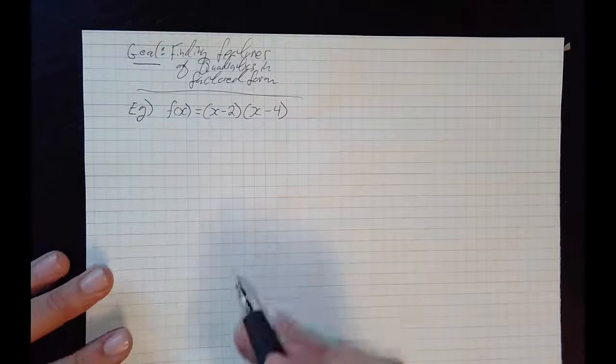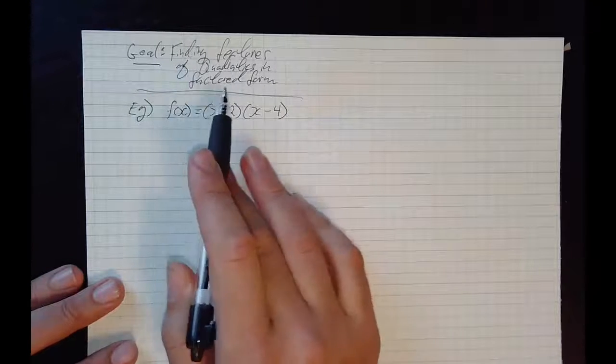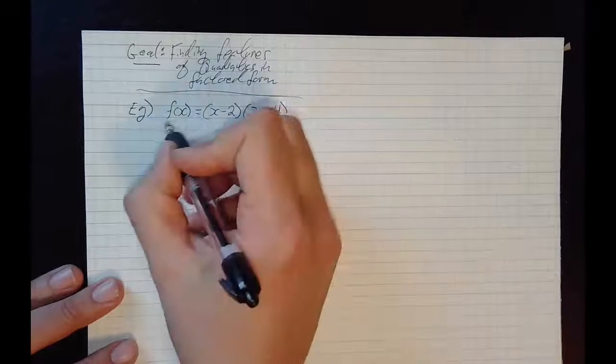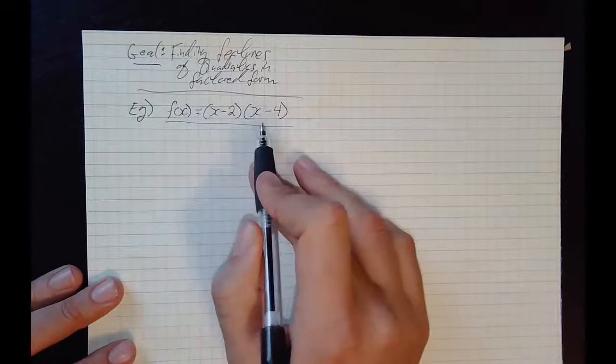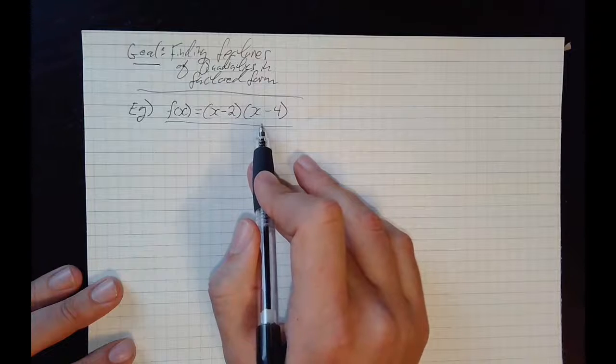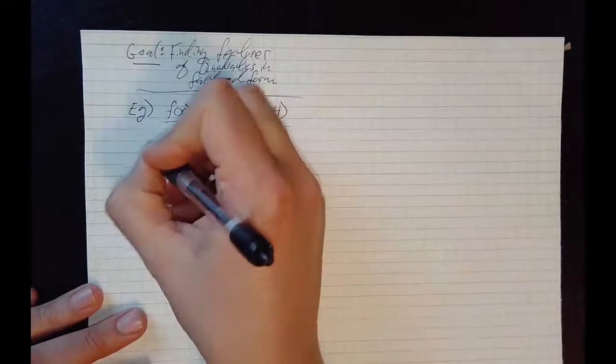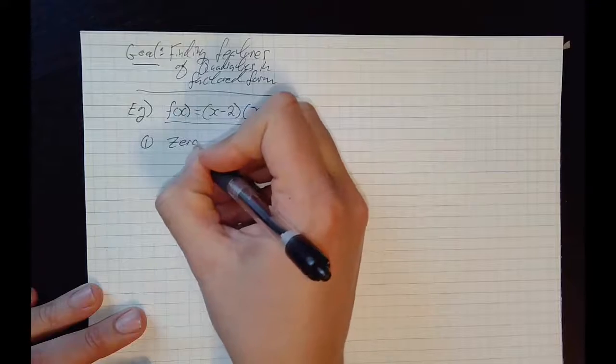All right, in this video, we're going to look at how to find the features of quadratic equations in factored form. So, for example, let's suppose we have this quadratic equation here, and we want to find the features of it. So the first thing we're going to do is find the zeros. So step one, let's find the zeros.